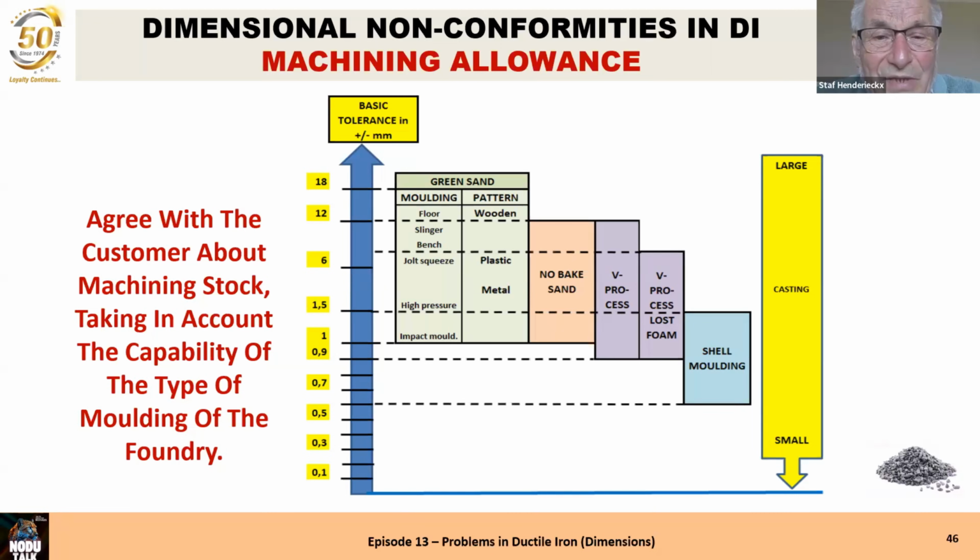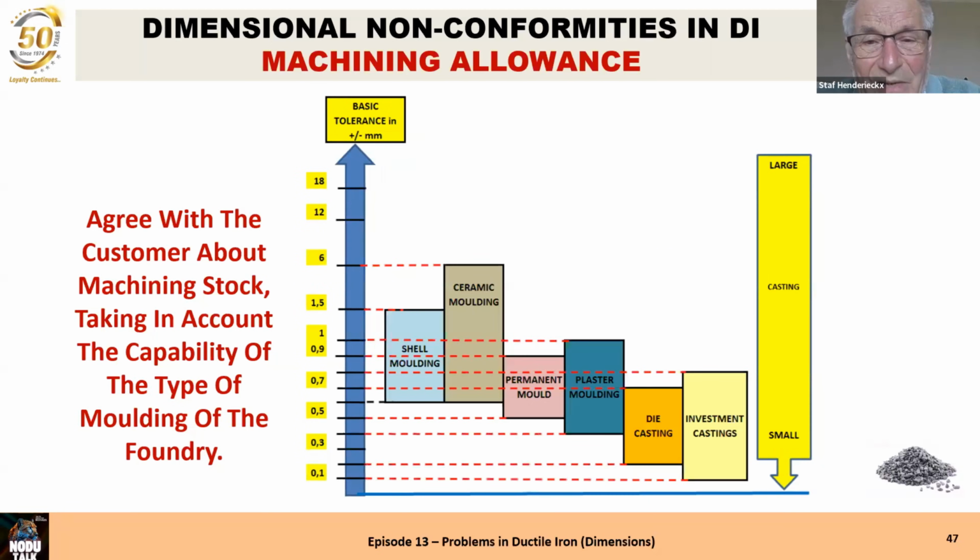You see that green sand is the largest tolerance we will have. No-bake sand is already better, but not very much better. The V process is again better, as well as the V process with lost foam. That's a better one, much, much better. Relatively, it's like that. Then we see ceramic molding, that can be the same as shell molding, but can also be less accurate depending on how you do it.